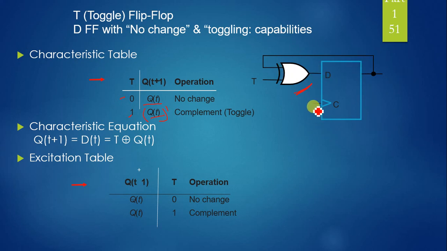It is clearly given. You have a clock here and an XOR gate, where one input is taken as Q, so Q XOR T, it's nothing but the same thing, Q XOR T, or T XOR Q of t. Similarly the excitation table is given by Q of t plus 1: whenever it is Q of t it is 0, whenever it is Q of t complement it is 1. That is what the toggle flip flop's characteristic equation and excitation table are.